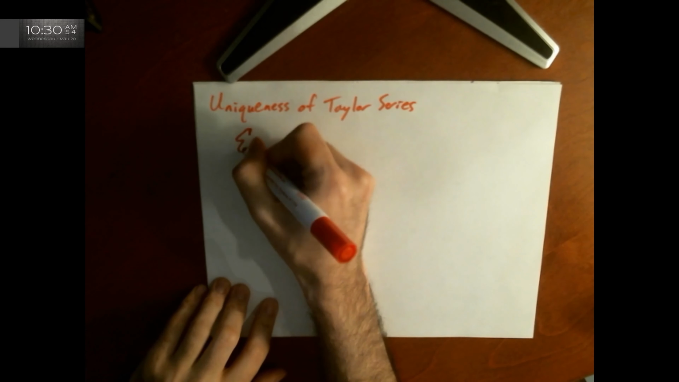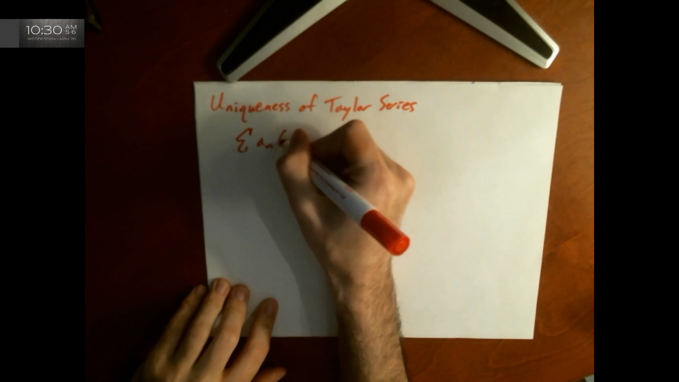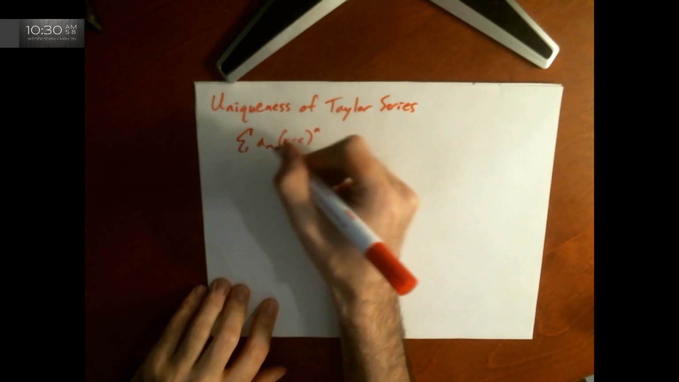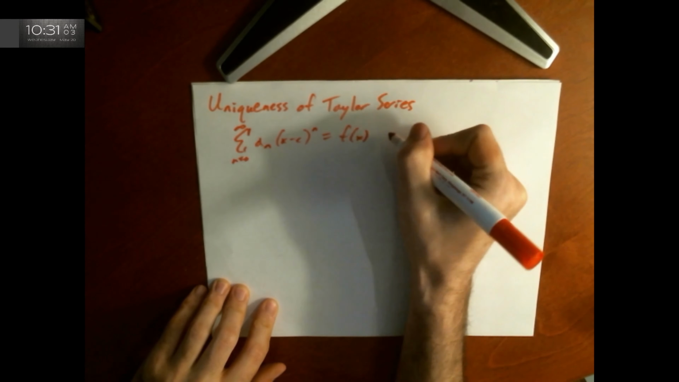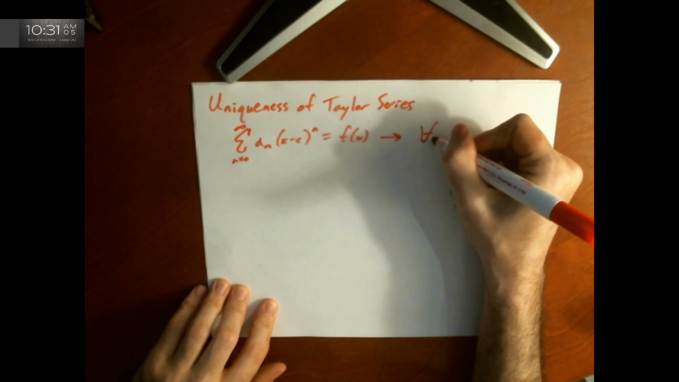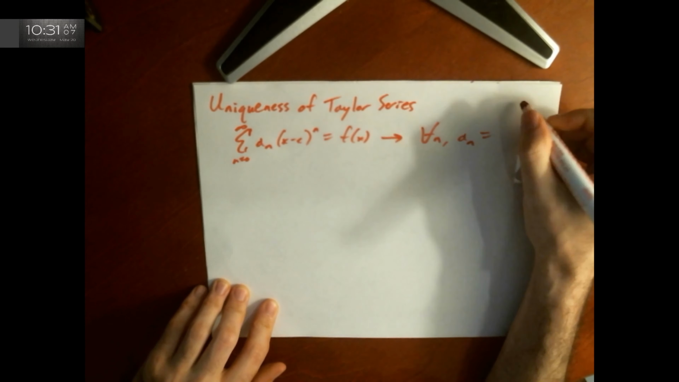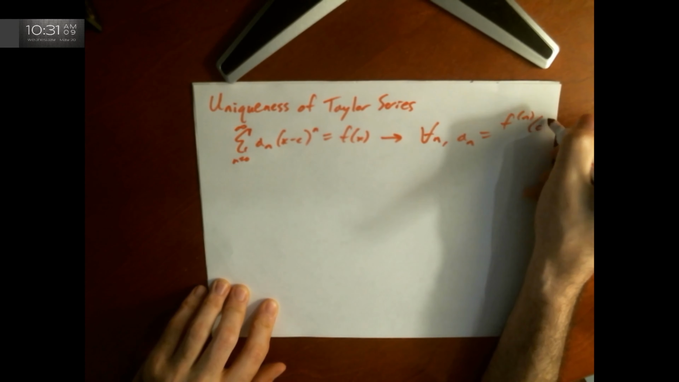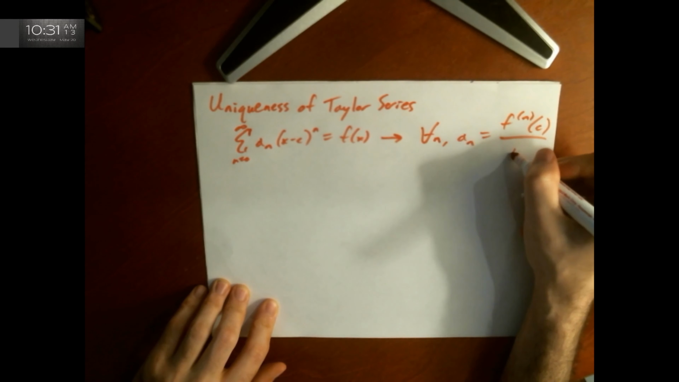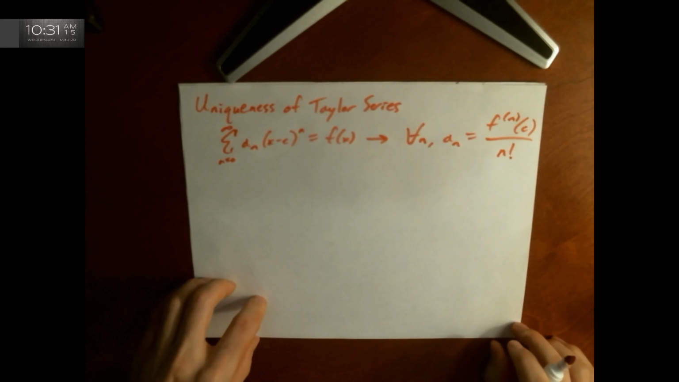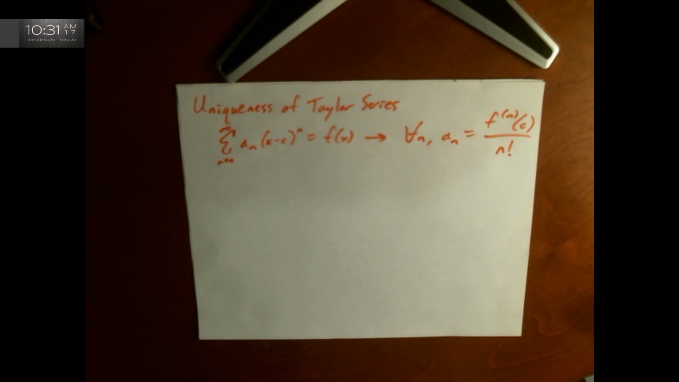A reminder of the statement: we're saying that if I have a power series centered at c, which is known to converge to a function f of x, this implies that I know precisely what the coefficients must be. They must be, respectively, the nth derivative at c divided by n factorial. Those are the only options for the coefficients in order to converge to f of x.